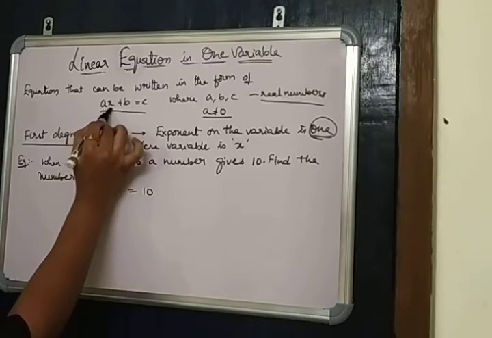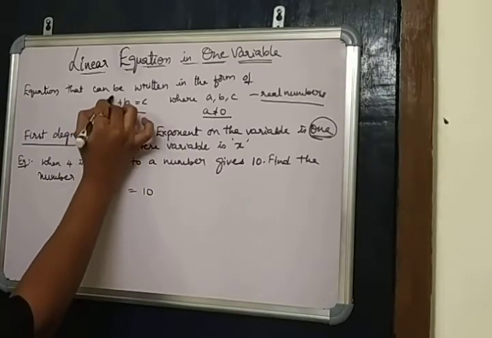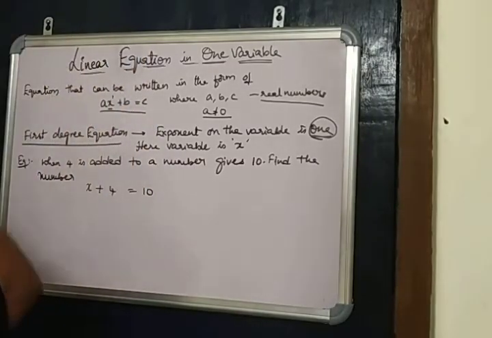Here the variable is x. The exponent on the variable is 1. That's why these linear equations in one variable are also called first degree equations. Okay, let us see an example.